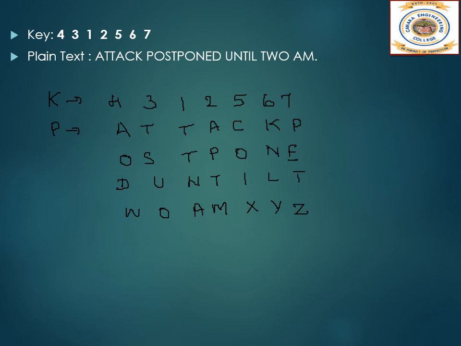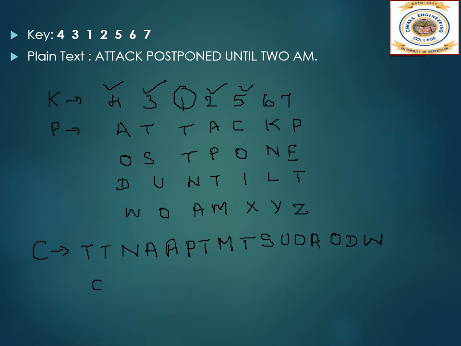Now when I read, I should start from the first column. So I write the ciphertext from the first column, the whole column: T, T, N, A. Then I go to the second column: A, P, T, M. Next the third column: T, S, U, O. Then the fourth one: A, O, D and W. Then the fifth one: C, O, I and X. Then the sixth one: K, N, L and Y. Then the seventh one: P, E, T and Z. So this is the ciphertext.